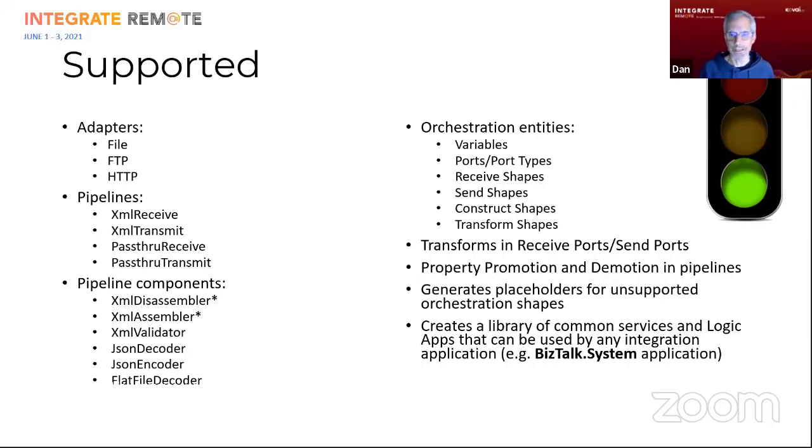And if it comes across something in your orchestration that it can't handle, an example of that might be an expression shape with some inline C#, it's not going to migrate that, but what it will do is put a placeholder so that you know that you've got to add something in there manually.